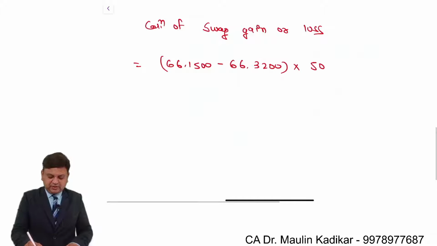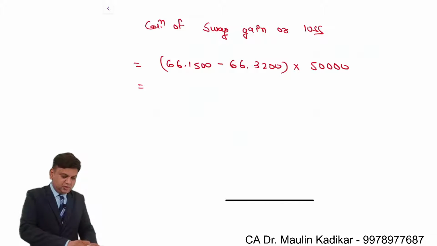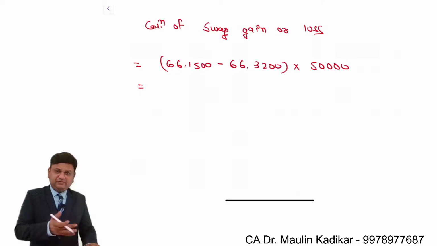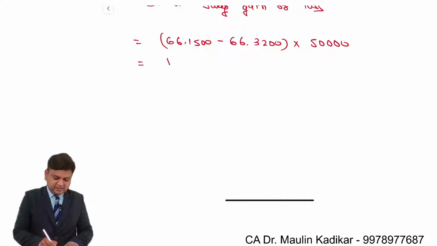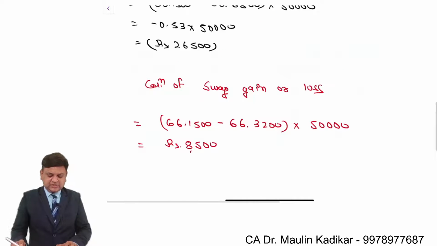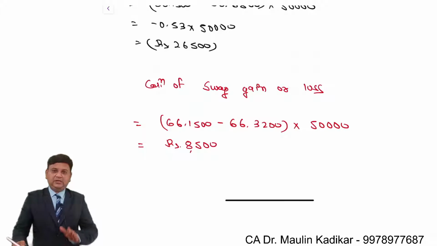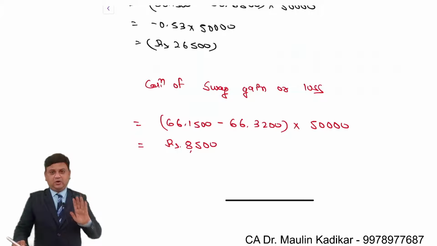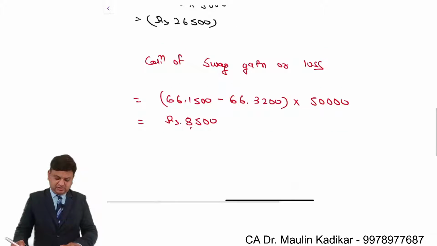Difference of that into 50,000. That is the loss which I will be having. So 17 paise per dollar into 50,000, that comes to rupees 8,500. So this is the swap loss. Now 10th of September date gone, on which date I have entered into these two transactions.